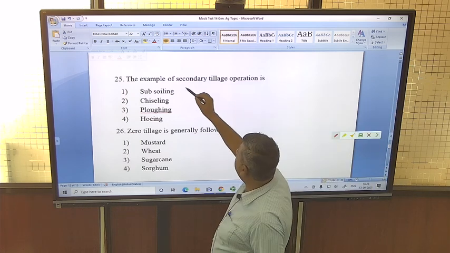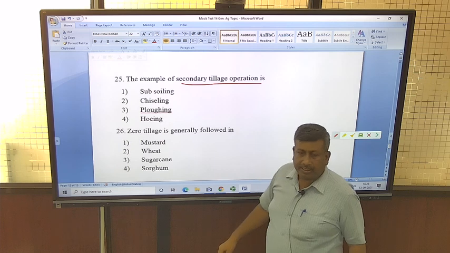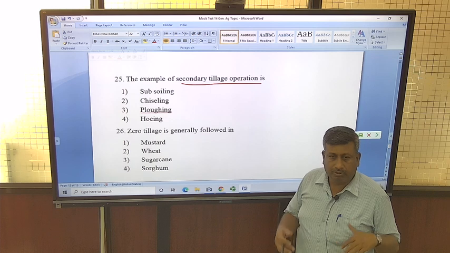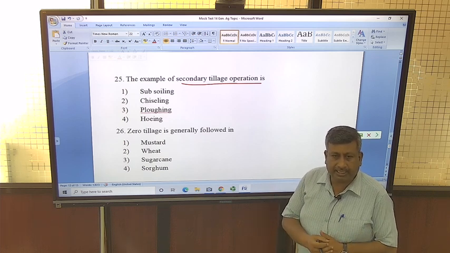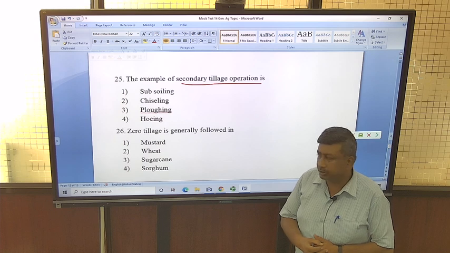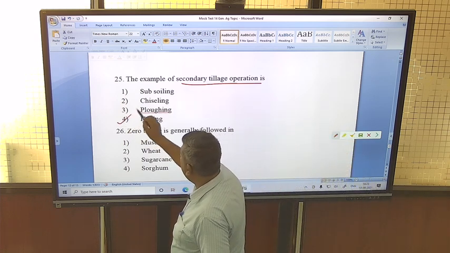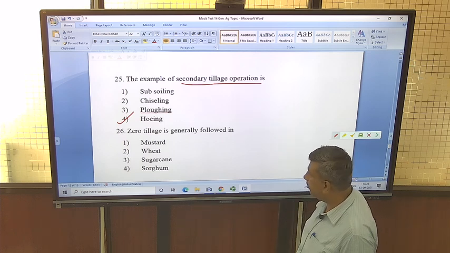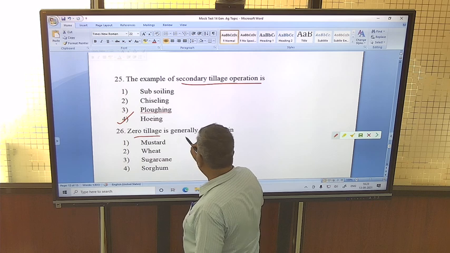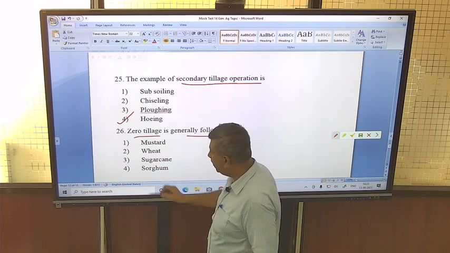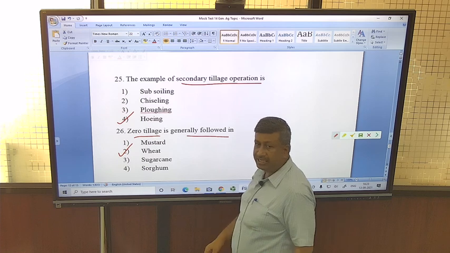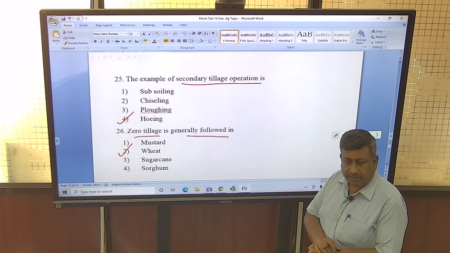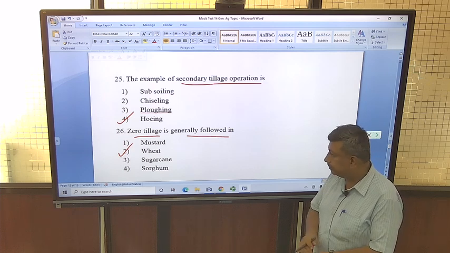The example of secondary tillage operations. Secondary tillage operations are performed after primary tillage to make the soil fine. In primary tillage, clods are large, and secondary tillage operations break large clods into smaller clods. So hoeing is a secondary tillage operation, while subsoiling, chiseling and plowing are primary tillage operations. Zero tillage is popularly used in the rice-wheat system, particularly in the Indo-Gangetic plain. This system is widely used by farmers.